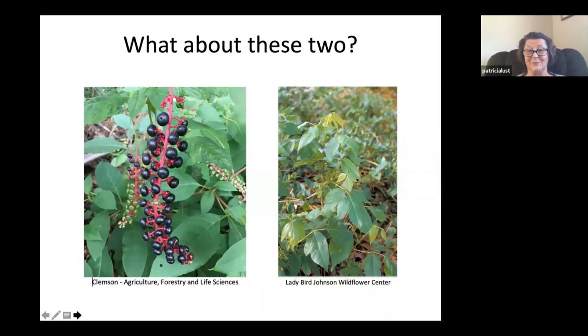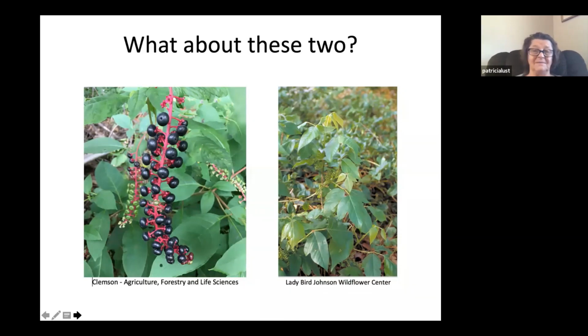What about these two? Ha ha, they're both natives. Yeah, we don't like pokeweed and we don't like poison ivy, but they are native plants. They do contribute to the environment. I take them out of my garden every year, and I'm sure you do too, because I don't want them in my garden. I like to choose what grows in my garden, and they're not on my top list.